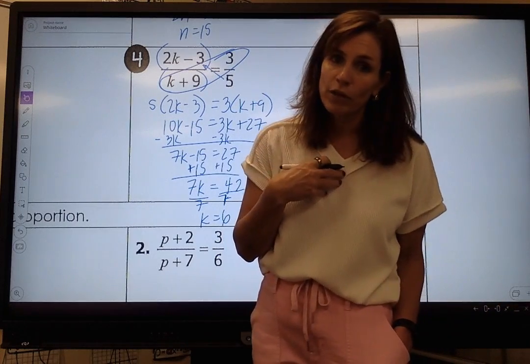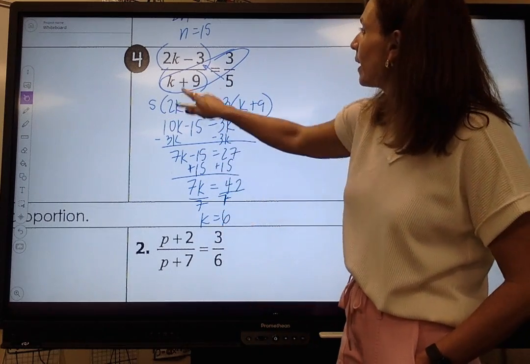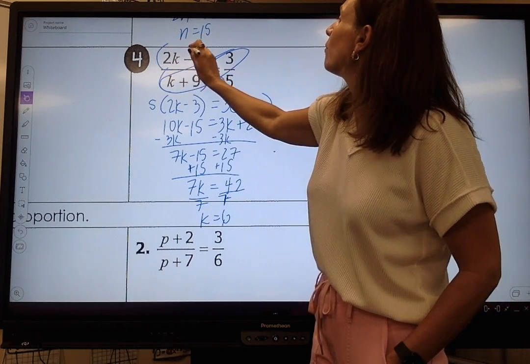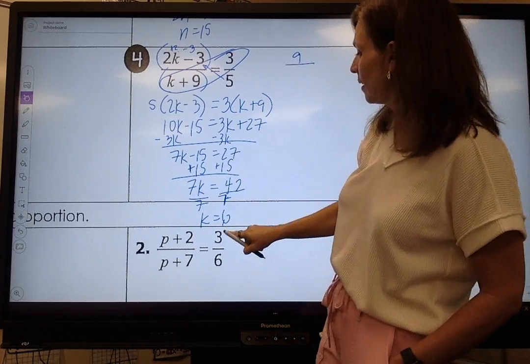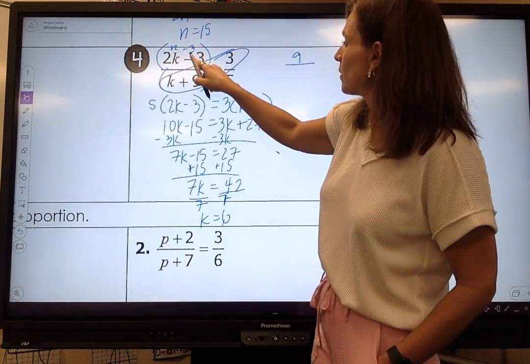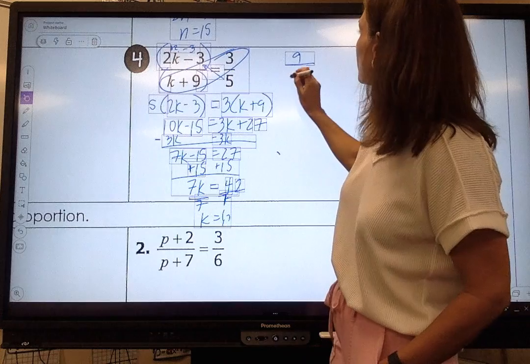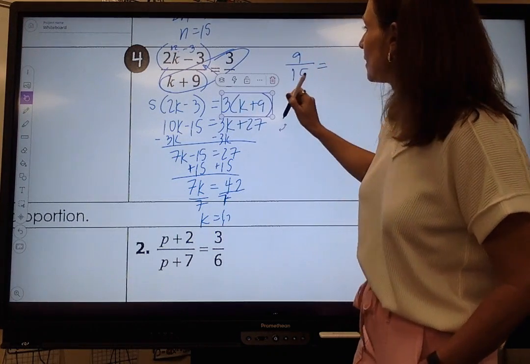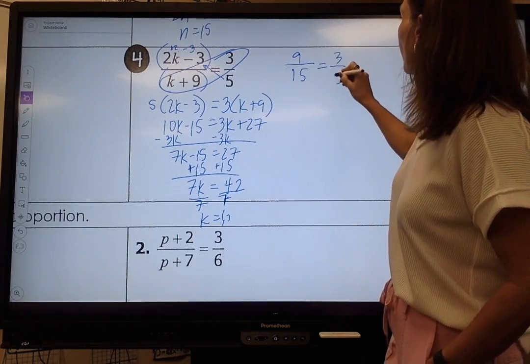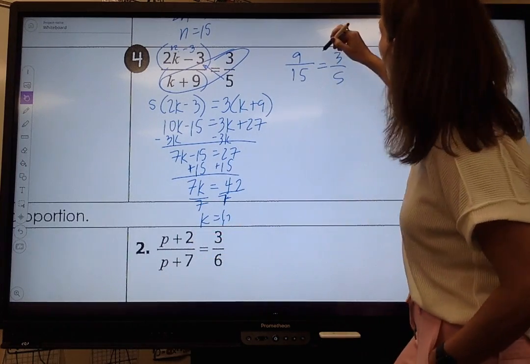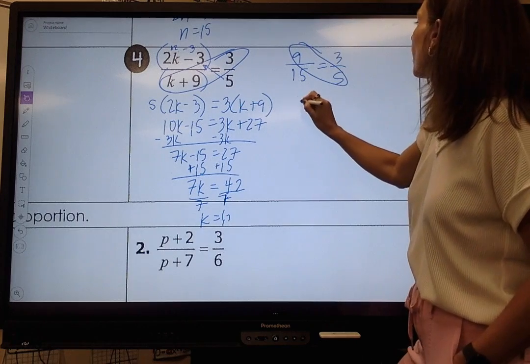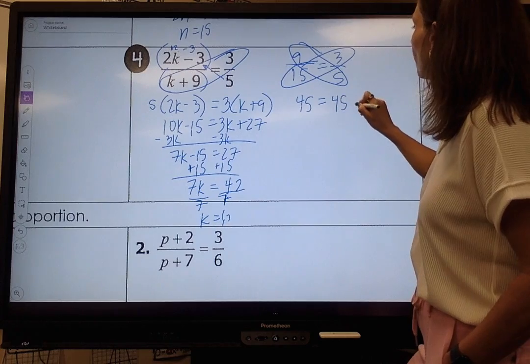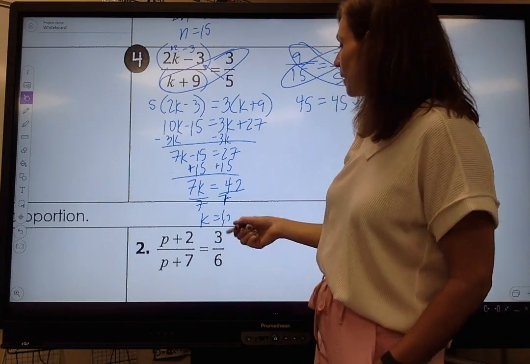I'm going to check my answer, and it's not hard to check. You just go back in and plug in 6 for k. 6 times 2 is 12. 12 minus 3 is 9. So that's going to be my extreme on the top left. And then 6 plus 9 is 15. And I set that equal to 3 over 5. So I've just plugged everything in. Now I'm going to multiply my extremes. 9 times 5 is 45. 15 times 3, my means, is 45. It checks out, so I know k has to be 6.